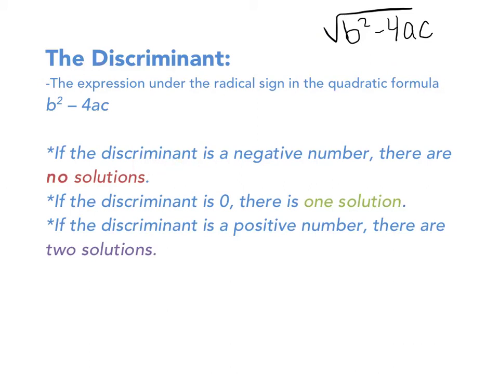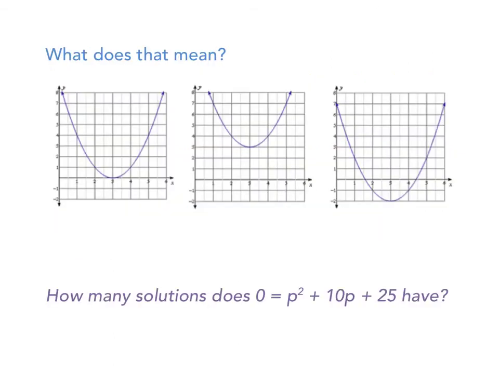If the discriminant is a negative number, so when you evaluate this, it becomes negative, there are no solutions. That means that the parabola will not cross the x-axis. If the discriminant is 0, that means there's one solution. There'll just be one point at the vertex where that parabola touches the x-axis. And if the discriminant, when you evaluate this, comes out to a positive number, it means that there's two solutions and it'll cross in two places like you've normally seen. There are two roots.